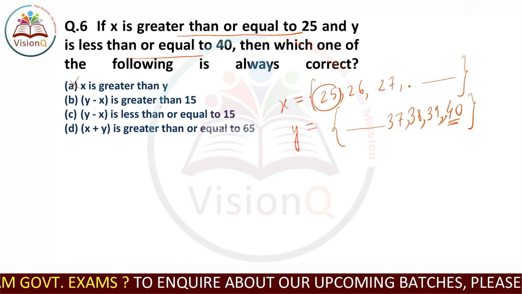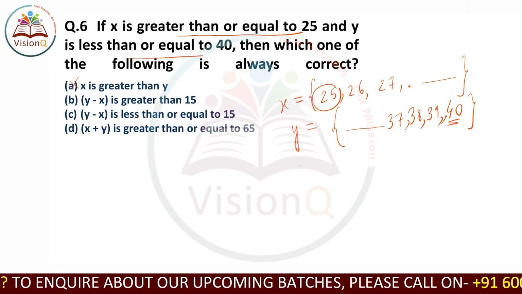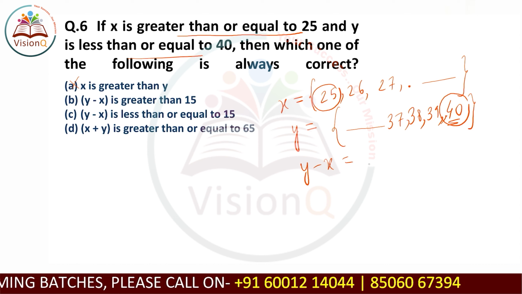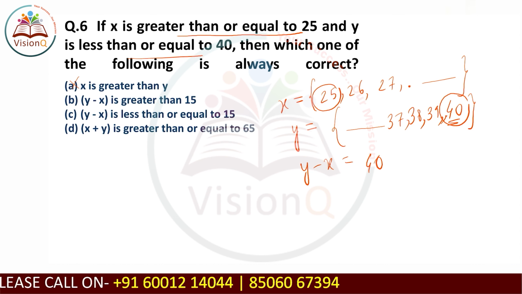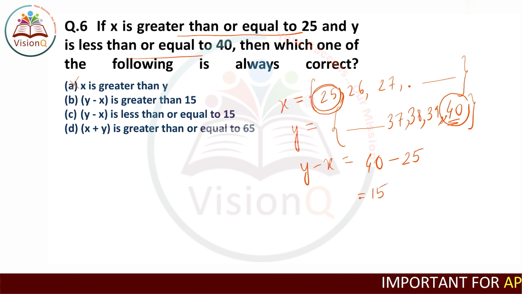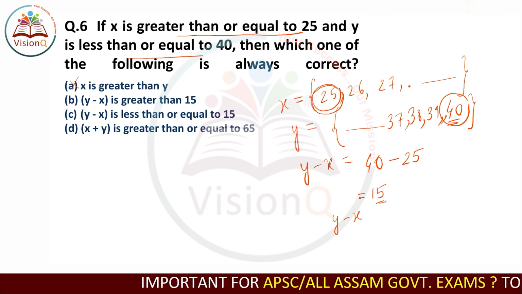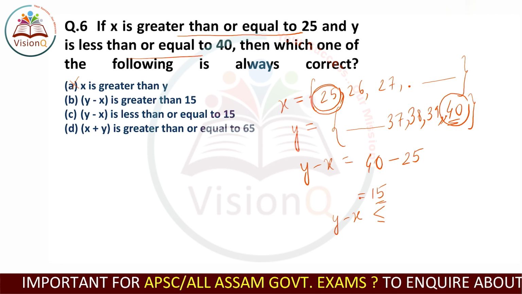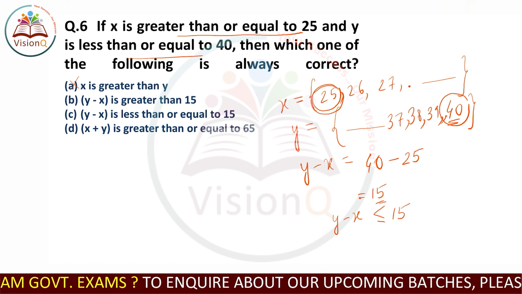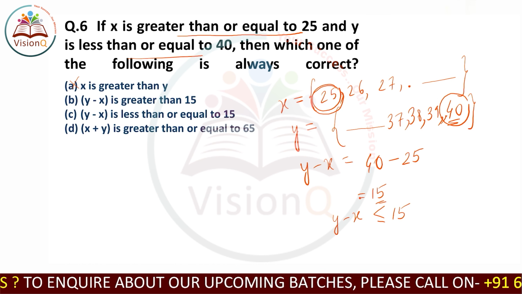Next is y minus x is greater than 15. So if I take any value of y minus x, the highest value of y is 40, and the smallest value of x is 25. So if I take the highest value of y, 40, minus the smallest value of x, 25, I will get 15. Now obviously y minus x can have the highest value 15. That is, it is either less than or equal to 15. It is not possible for y minus x to take a value more than 15 in this case.